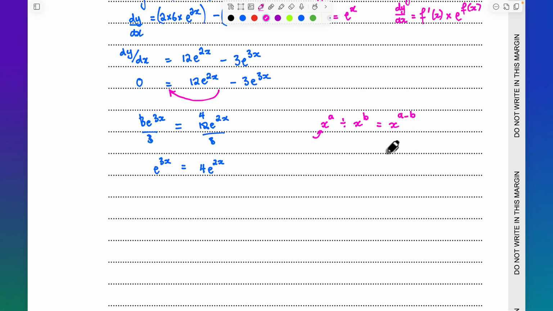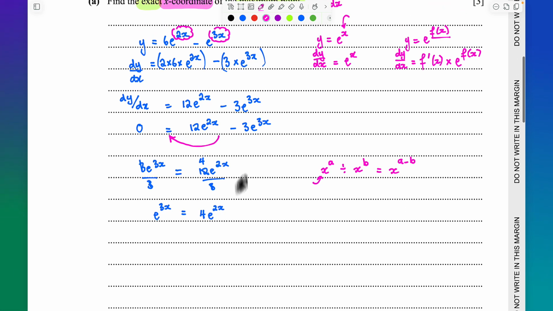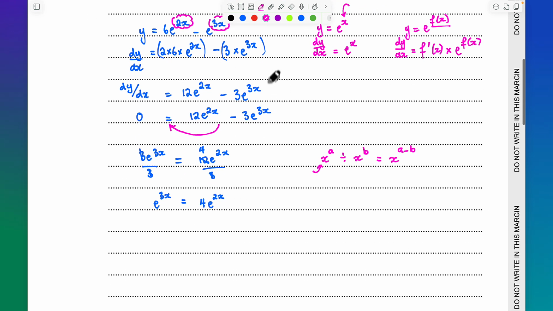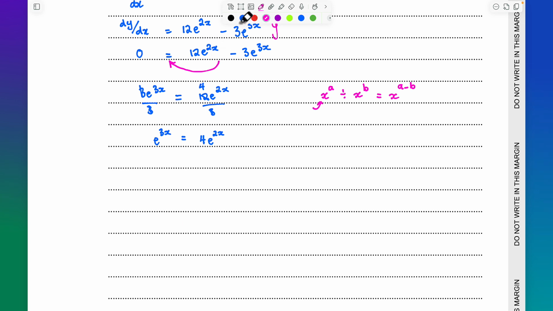So as long as it's multiplication or division and the base is the same, we can join the two expressions. But we actually can't do that over here because this is subtraction, right? It's the same base, yes, but the expressions are subtracting. We only do this when it comes to multiplication and division. So just be careful about that. All right, so since these have the same base, I can actually divide both sides. Actually, I'm going to divide by the smaller power, right? I'm going to divide both sides by e to the power of 2x.